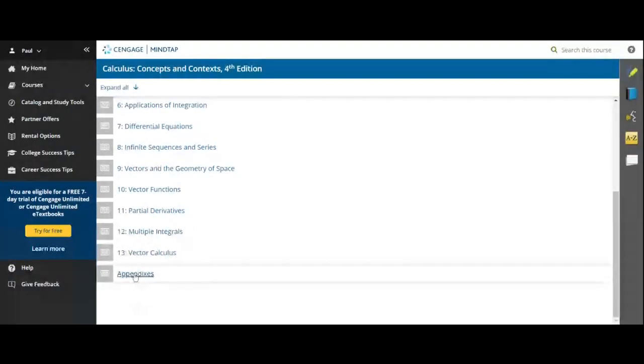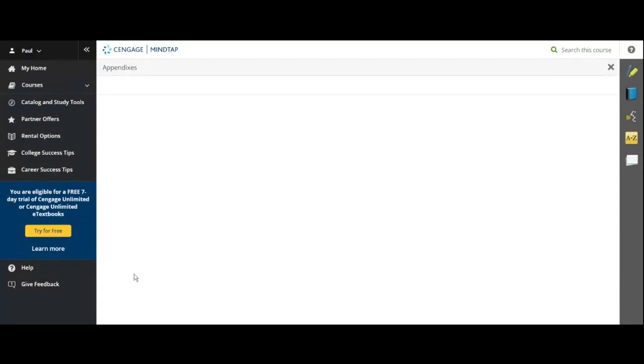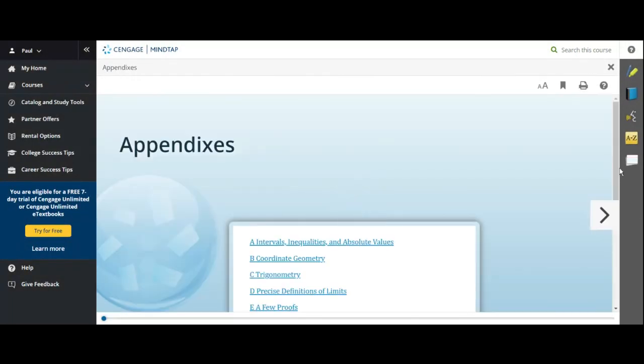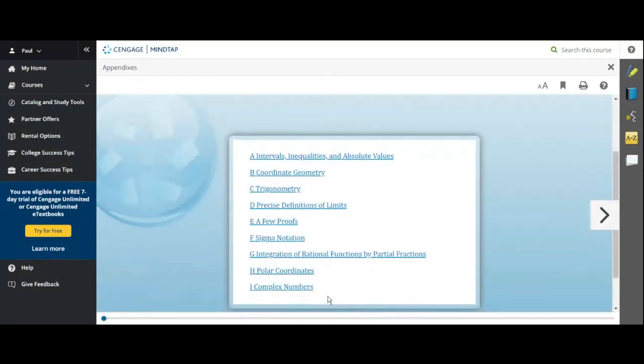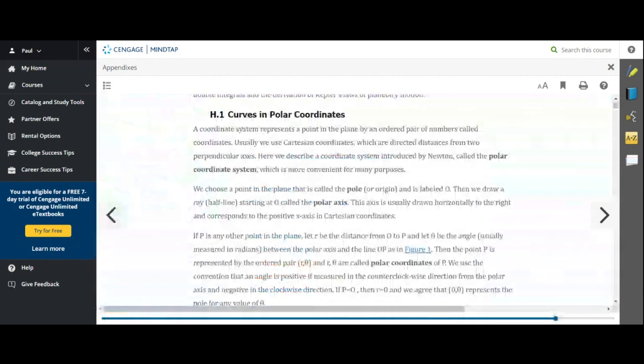And you want to go to appendixes. So I'll click on appendixes. And polar coordinates is right here. It's H. Incidentally, Appendix C has a trigonometry review, if you ever need to use that. It seems you're pretty strong on trigonometry, but it's there. But let me click on polar coordinates. And we'll talk about curves in polar coordinates.